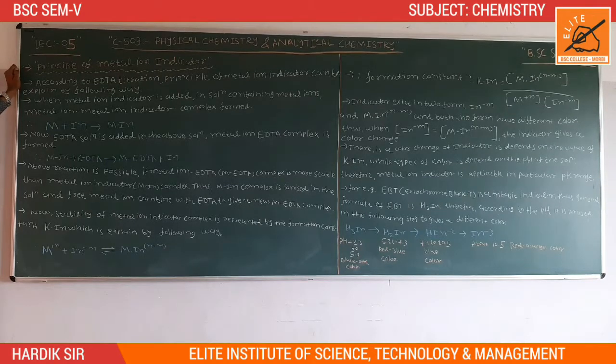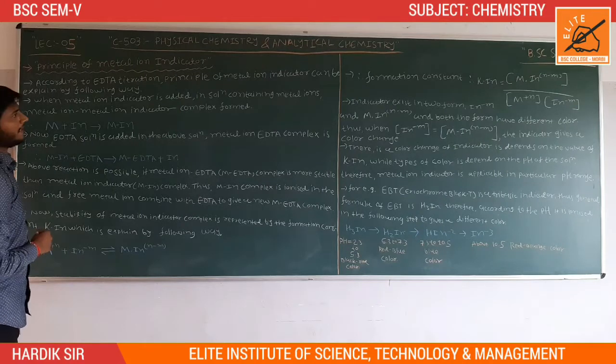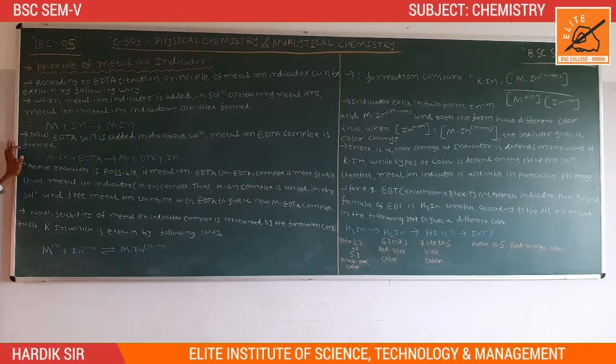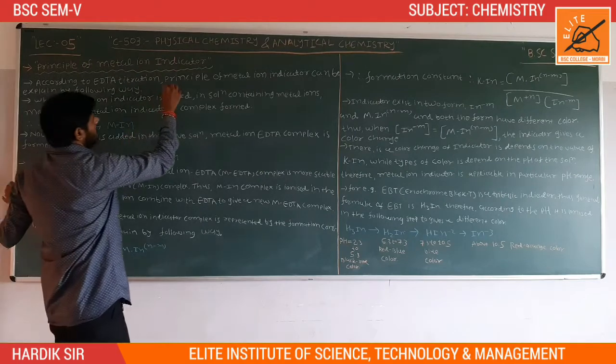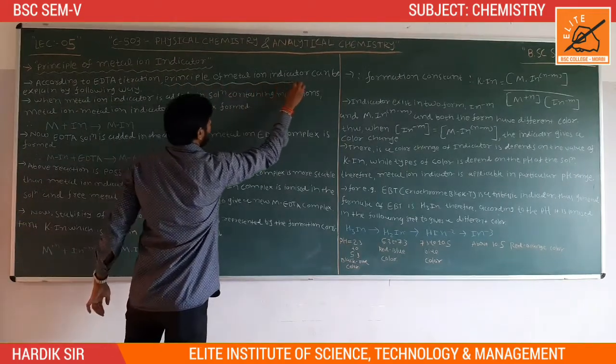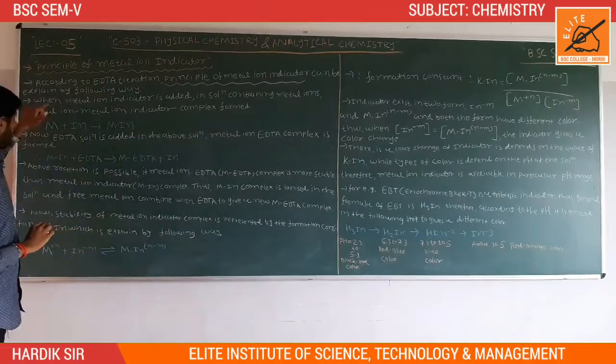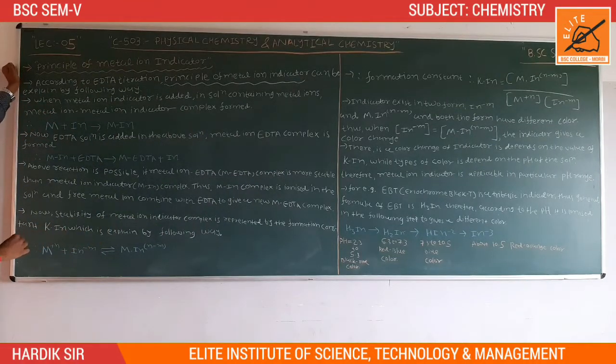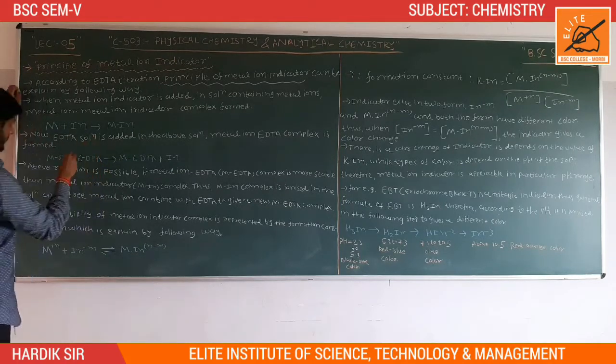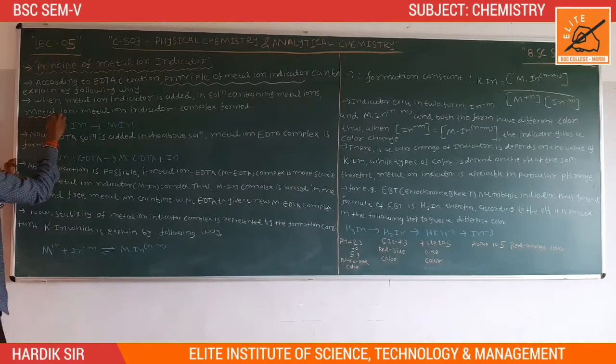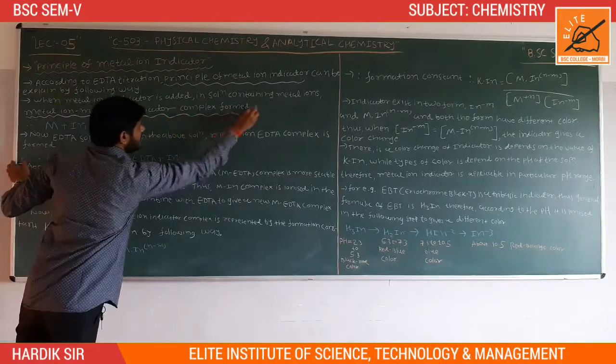and according to EDTA titration, the principle of a metal ion indicator can be explained in the following way. When a metal ion indicator is added to a solution containing a metal ion, which type of solution? A solution containing a metal ion, and we add the indicator. Now a metal ion indicator complex is formed.